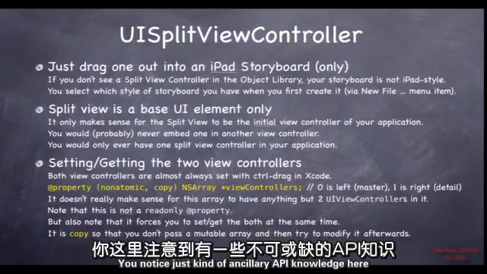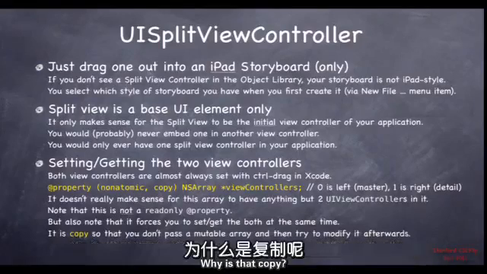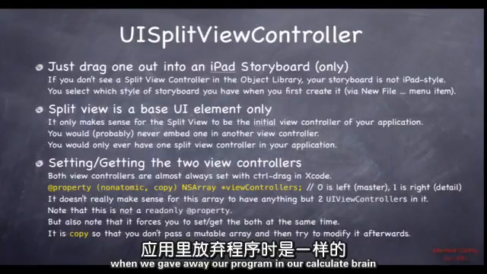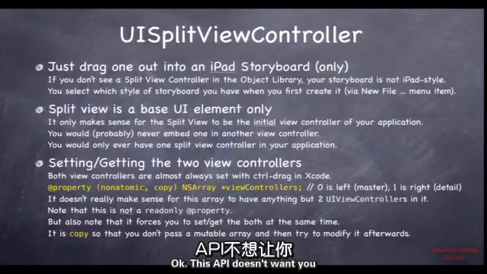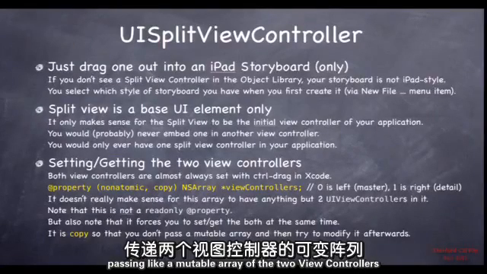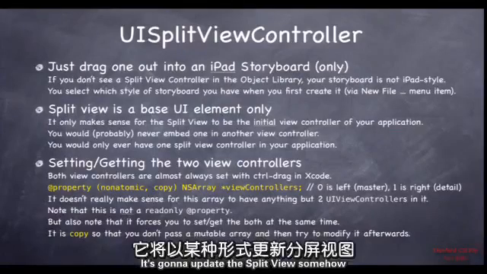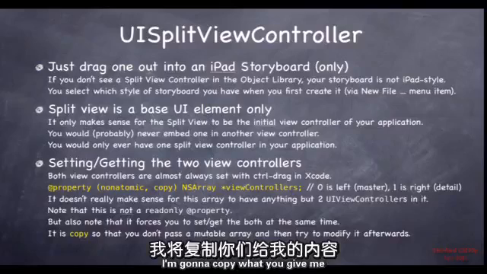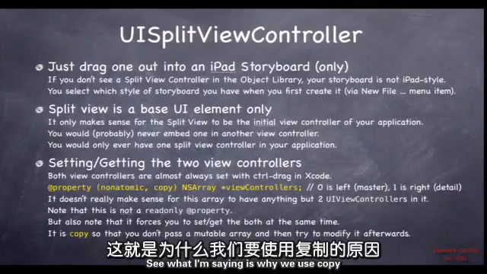You notice just kind of ancillary API knowledge here. You notice that it's outside property non-atomic copy, not strong. Okay, why is that copy? That's for the same reason that when we gave away our program in our calculator brain, we copied it first. This API doesn't want you passing like a mutable array of the 2 view controllers and then expecting that if you change one later, after you've already given it to it, that it's going to update this split view somehow. So what it's saying here is, I'm going to copy what you give me, and that's what I'm going to use. So if you want to change it, you've got to give me another one. You see what I'm saying? You see why we use copy?